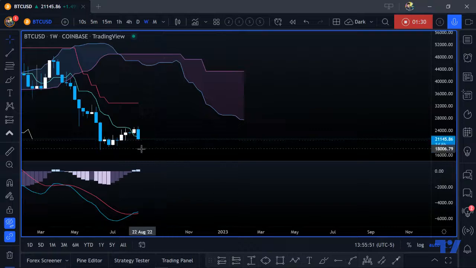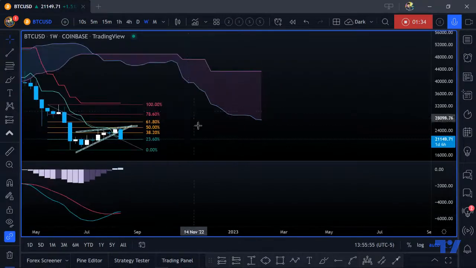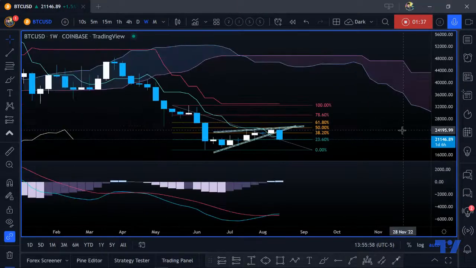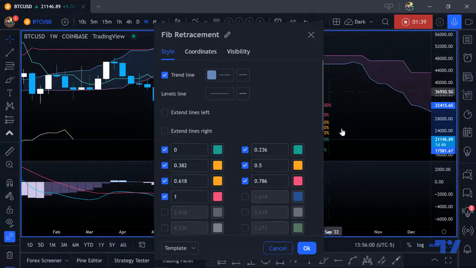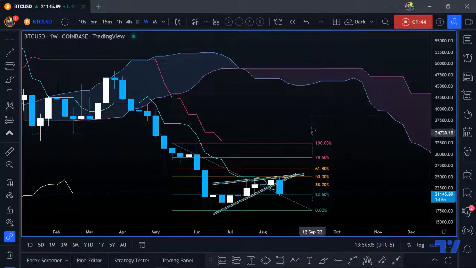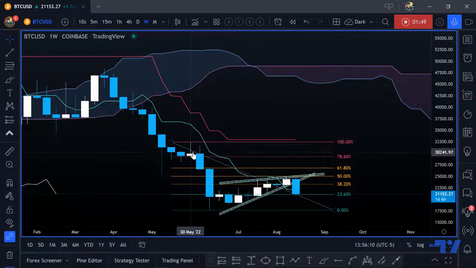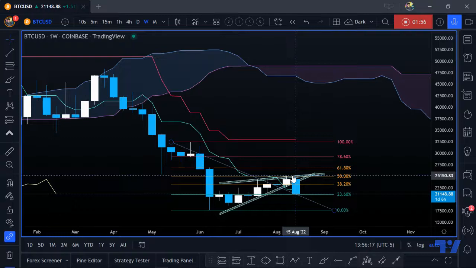So I think that looking at the Fibonacci levels in the weekly time frame, we can see that if you take this swing high and this swing low, the price retraced all the way up to the 50% Fibonacci level and it was rejected.